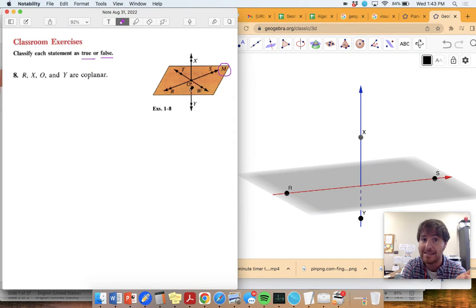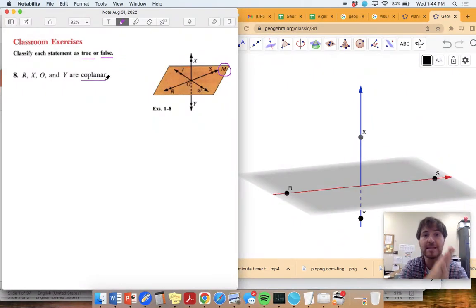Why? Well, because X and Y aren't in plane M. So if this is plane M right here, X is above plane M based on our orientation. If this is plane M, X is above it, okay? And Y is below that plane. They're not contained by plane M. They're not in plane M. So they're not all in this plane that's featured, but are they in any plane?